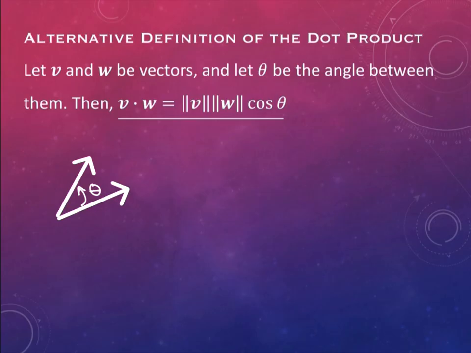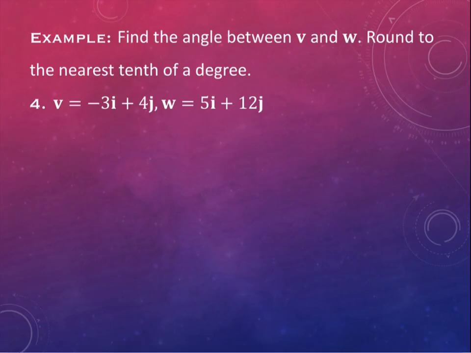Those are square root values, and then we can multiply by the cosine of this angle measure. So we can actually use the dot product to find the angle measure between two vectors. This is the first time we've had the ability to find something like that. All right, so here's an example.